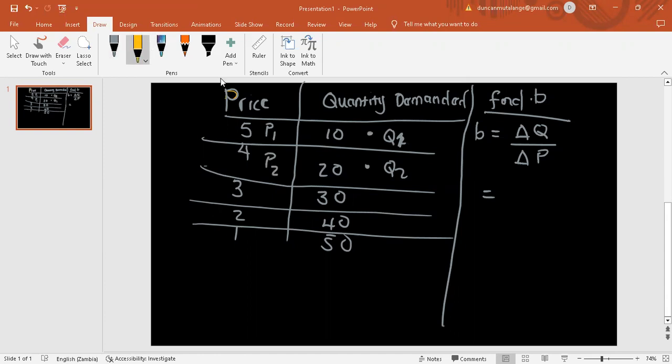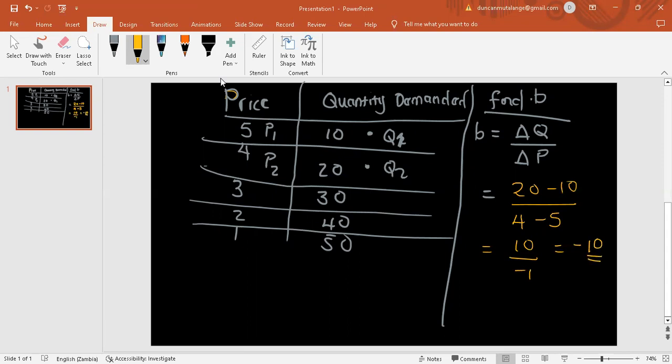All right, and then from there, I can calculate this: Q2 minus Q1 will be 20 minus 10, over P2 minus P1, which is just going to be 4 minus 5, which will be negative. So this will give me -1 there. So I'm going to have 10 over -1, which is equal to -10. So I found my B there to be -10.